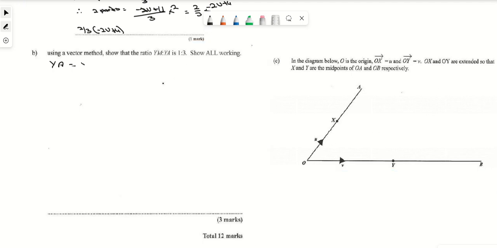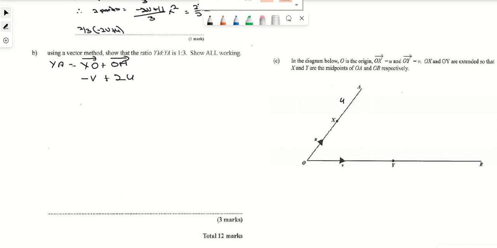So we know YA would start at Y, so that's Y to O. So this is YO plus OA, right? Now, YO is going in the opposite direction of V, so YO is minus V, plus OA, which is not just U, but 2U, because X and A is another U. So this is 2U.